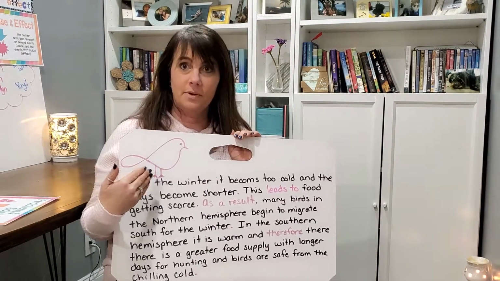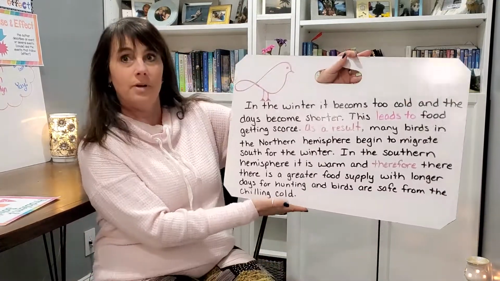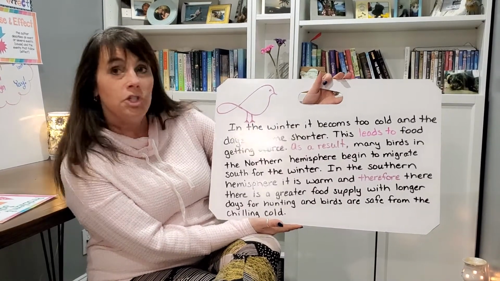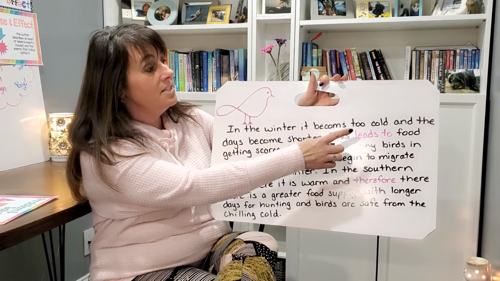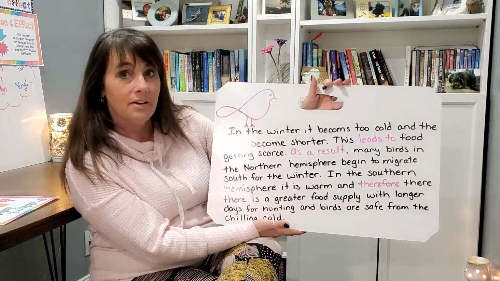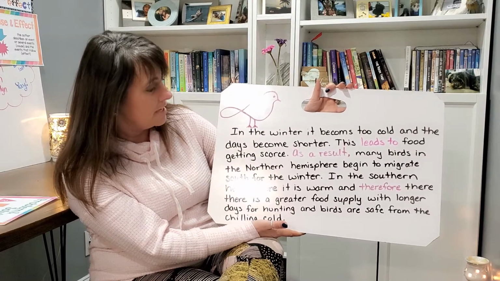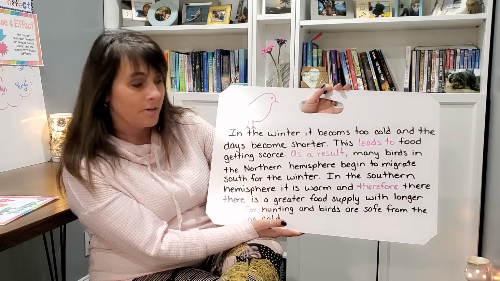All right, here's my example. Look how artistic I was. I even drew a bird up here for you. This is my own drawing. I'm so proud of myself. All right, here we go. In the winter, it becomes too cold and the days become shorter. This leads to food getting scarce. As a result, many birds in the northern hemisphere begin to migrate south for the winter.